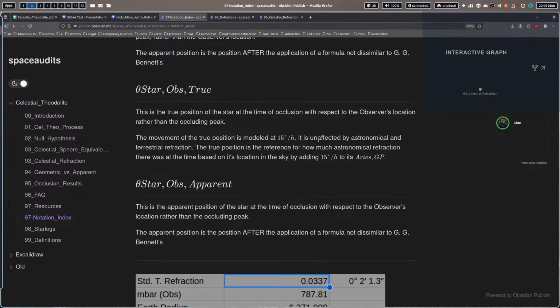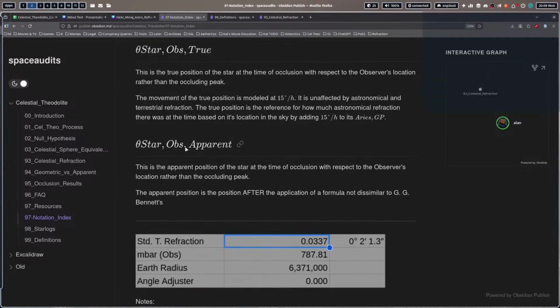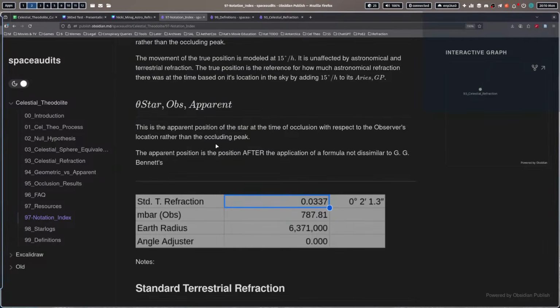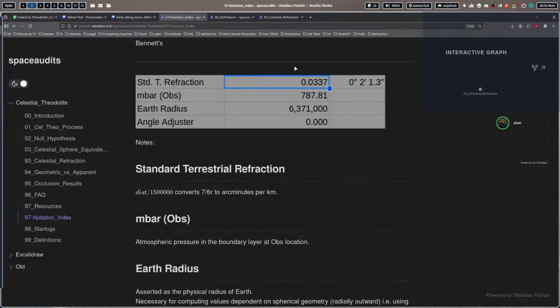Following all the same rules that we just went over for the peak, just apply that to the observer location. And same with the apparent as well. That's just the amount of refraction between the true and apparent position for the observer. And in these cases, they come out to be the same exact amount. So like when we go to the peak, there's not a different amount or anything like that.